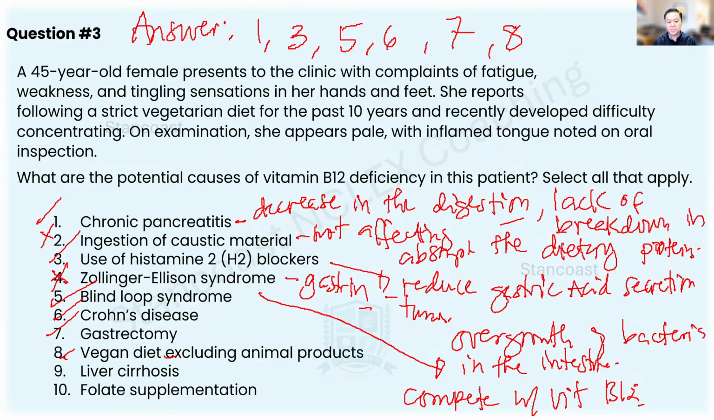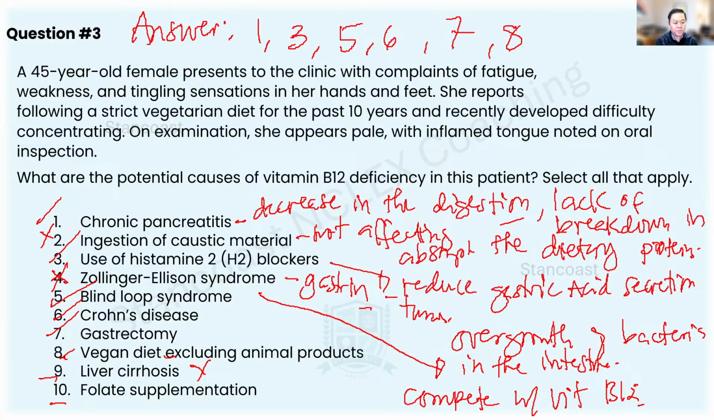9, liver cirrhosis. What do you think about the liver cirrhosis? Do you think that it can contribute to the vitamin B12 deficiency? No. Okay. The liver cirrhosis can primarily affect the liver function and the metabolism. It can probably impact the vitamin B12 storage, but it's not going to be a very common cause of deficiency. Okay, so we are going to eliminate liver cirrhosis. Again, it doesn't directly cause vitamin B12 deficiency.